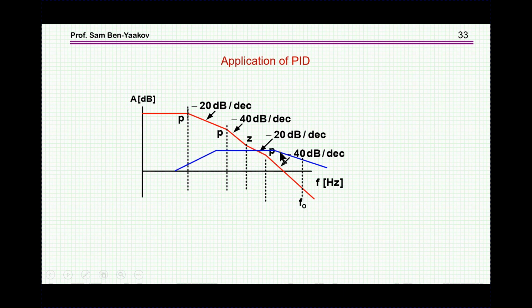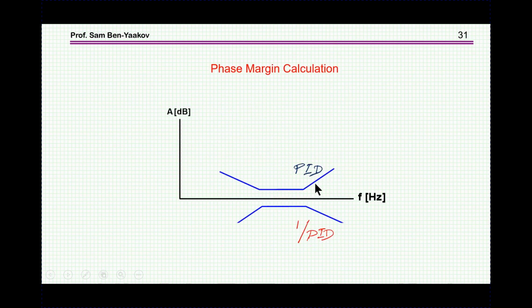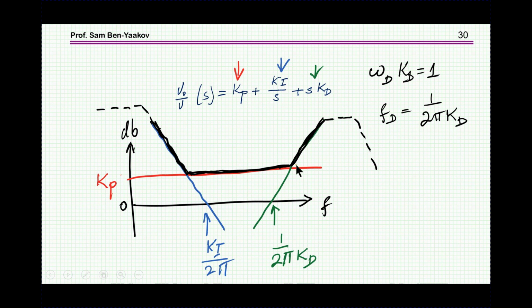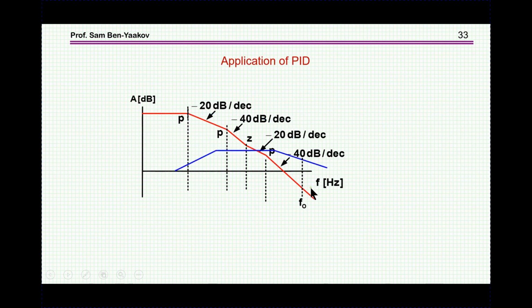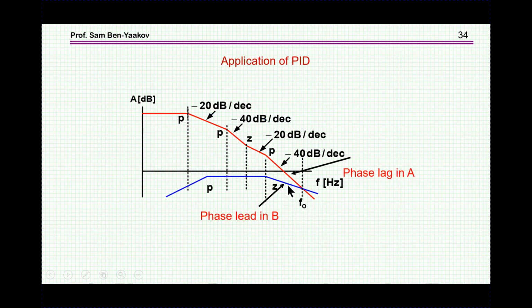We are not using the derivative part of the PID, and this is, of course, much simpler. We don't like to use the derivative part. Let me just go back here. This derivative part means that you have a high gain at high frequencies, and not only is it difficult to realize, but it also amplifies noise that you have at a high frequency. So therefore, we really don't like the derivative part very much.